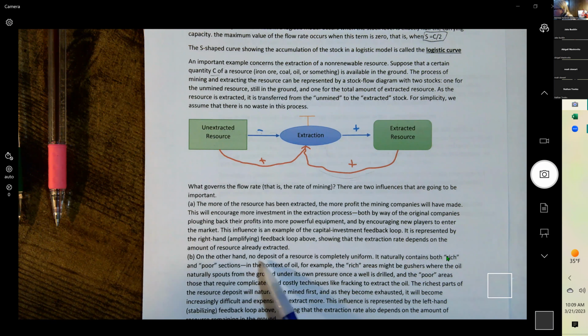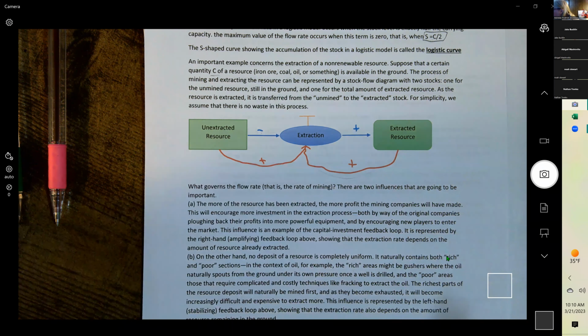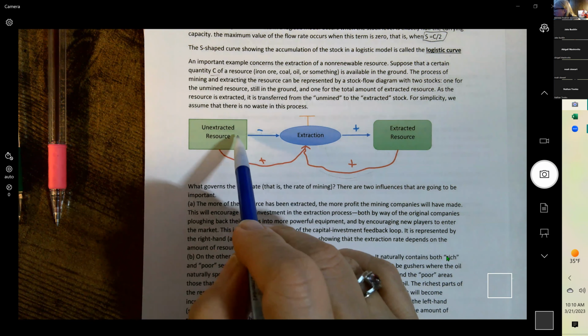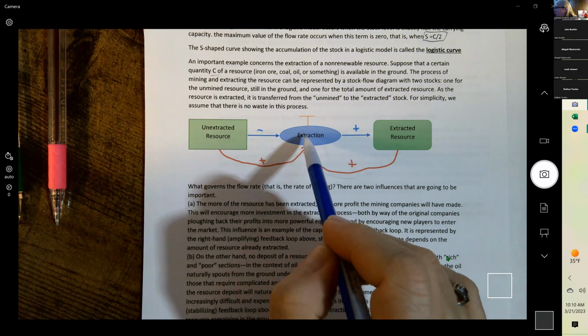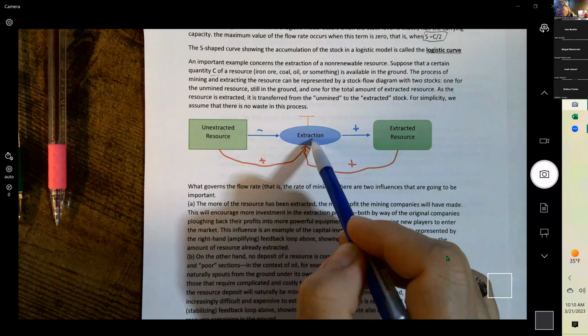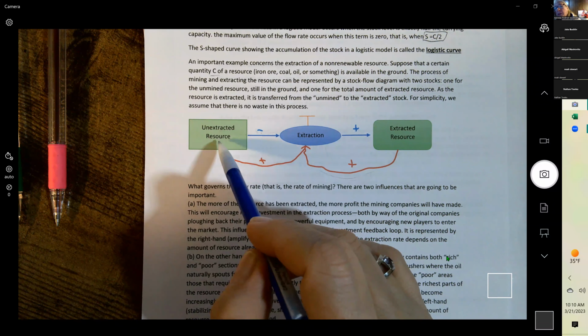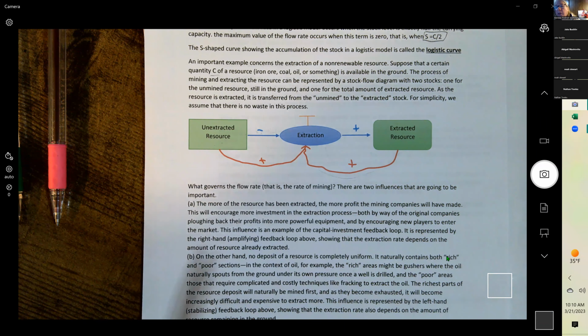On the other hand, no deposit of a resource is completely uniform. It naturally contains both rich and poor sections. In the context of oil, for example, rich areas might be gushers, where the oil naturally spouts underground, and the other may need fracking. But in any case, the more resources that we find under here, the more that's going to increase extraction. So an increase in resources increases extraction.